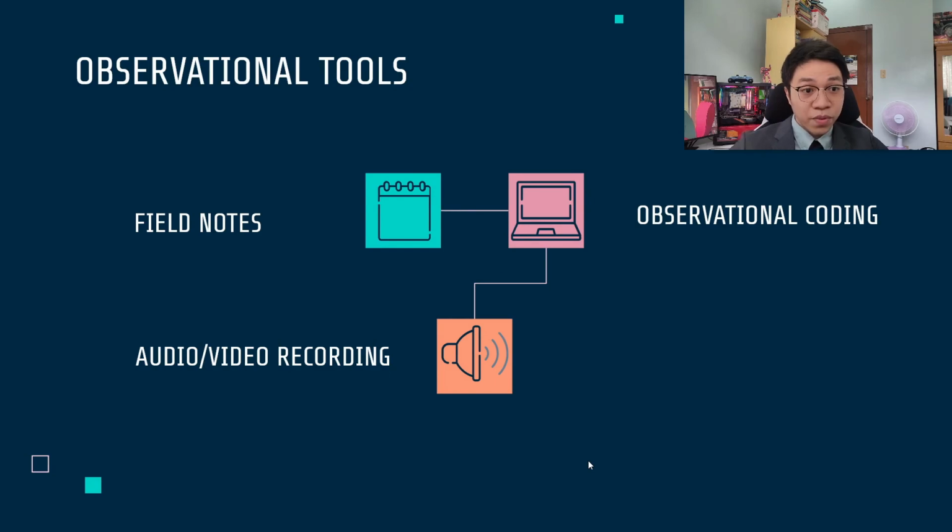So what are some observational tools? First one would be field notes. So this is your typical notepad or notebook where the researcher directly scribbles down anything that they see or anything that they observe. Second one is observational coding. This is where the researcher has a specific set of questions or a specific set of codes that describe exactly the certain parameters that may occur during the observation.